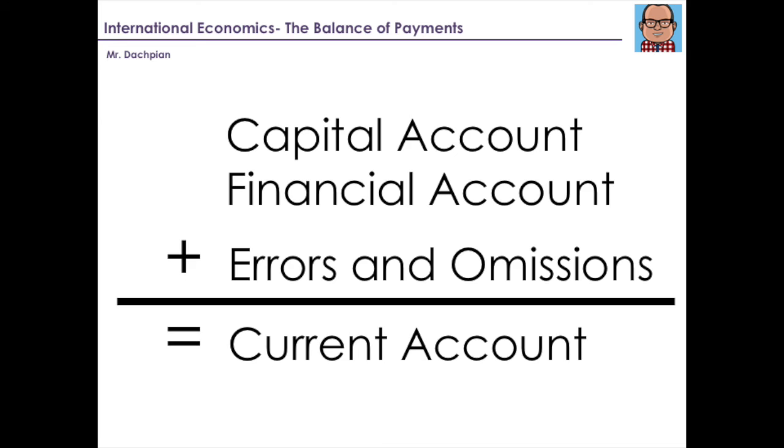Therefore, the following condition must hold. Current account must equal capital account plus financial account plus errors and omissions.